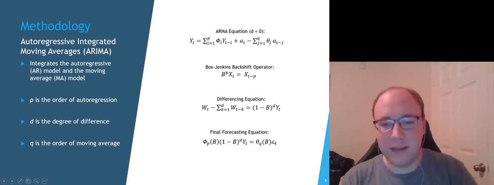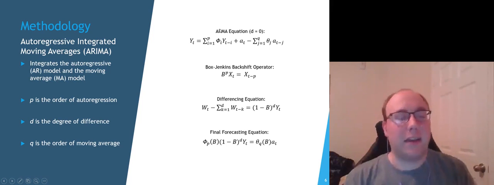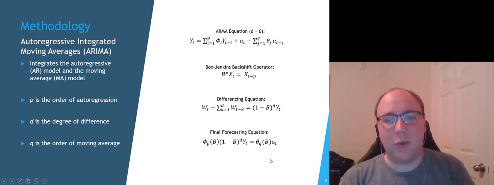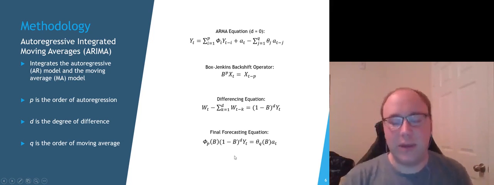But you notice there is P, D, and Q. I didn't cover every single equation. There's a lot more than this, but I don't have time to really cover every single mathematical formula. So just know that this final equation is what we actually use to create our model.